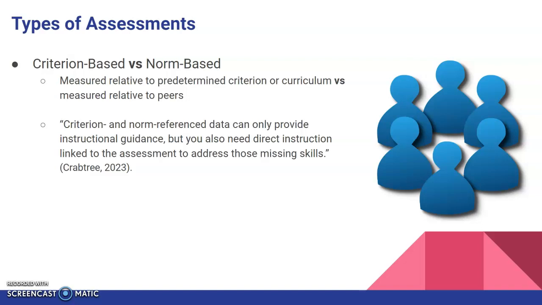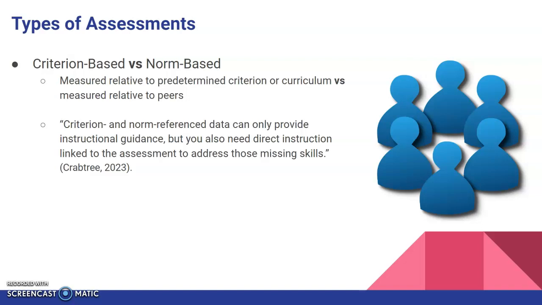Norm-based is a little bit more broad and generalized because it's not necessarily measured to that specific skill, but you're measuring the students relative to their group of peers, whether that's grade-level peers, age group peers, or within a building. So it doesn't give as specific a snapshot of a student, it's more relative, but it does give you some guidance as far as looking at groups of students together, because then you can measure groups against one another.